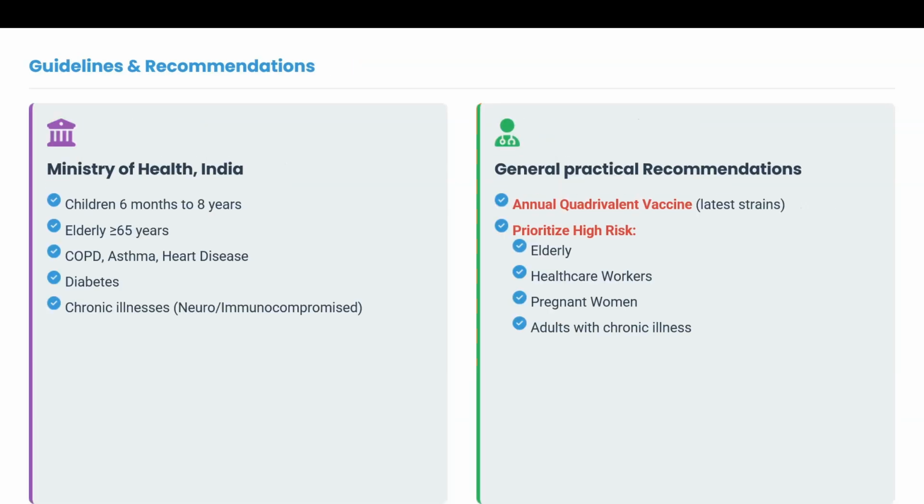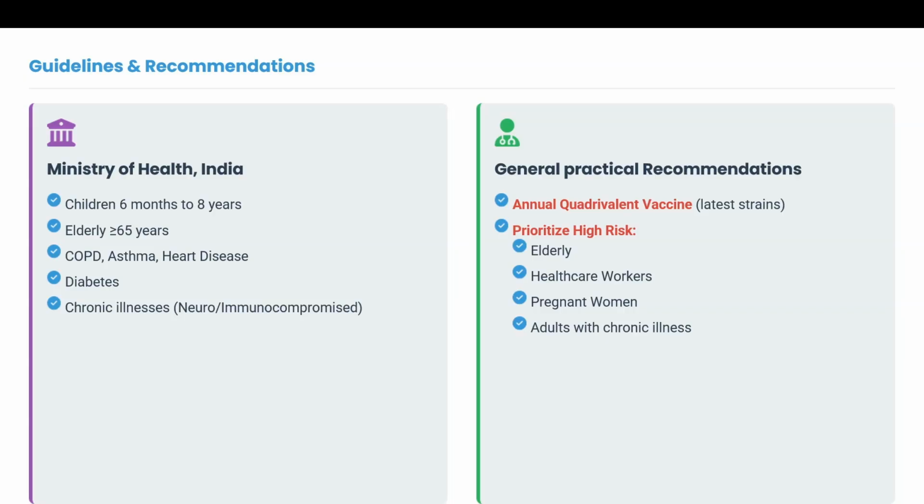As per the Ministry of Health India guidelines, children from 6 months to 8 years can be vaccinated. Elderly people more than 65 years should be vaccinated. Those with pre-existing lung disease such as COPD and asthma should be vaccinated. Patients with other comorbidities such as heart disease, diabetes, and any other chronic illnesses should be vaccinated to prevent a severe influenza infection.